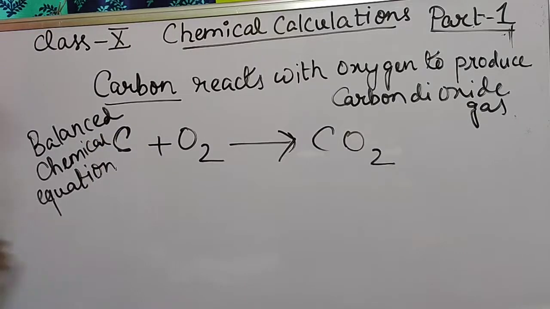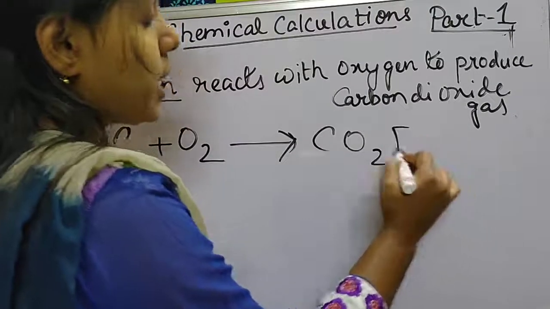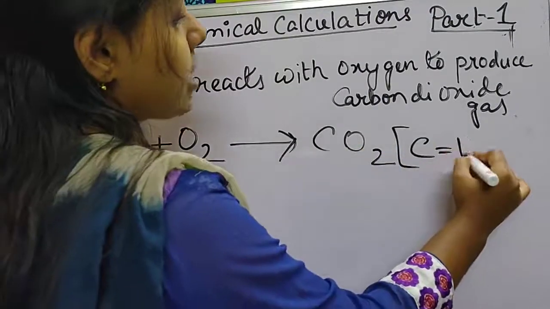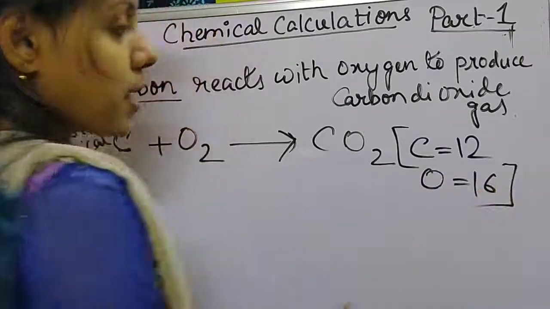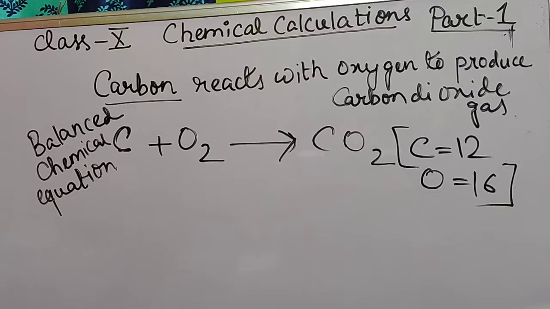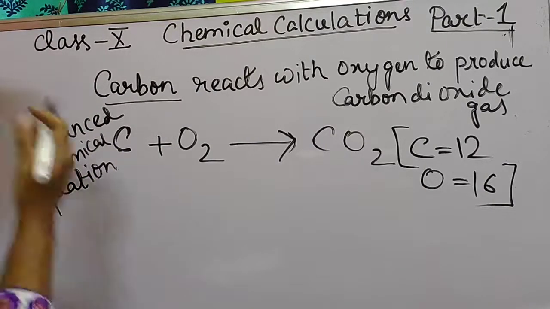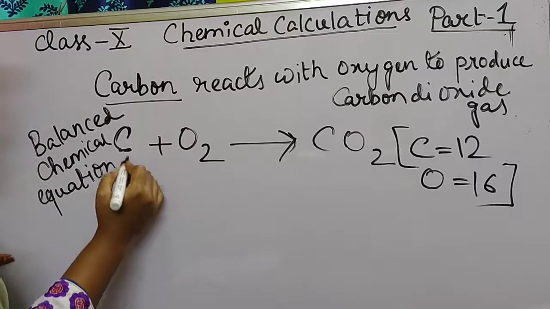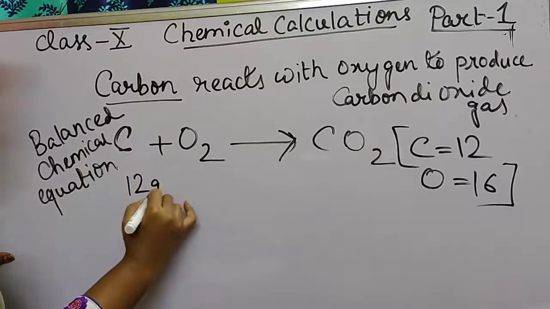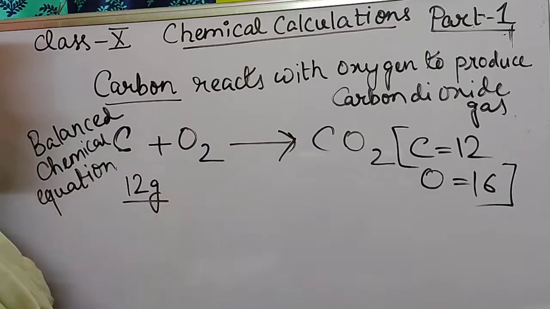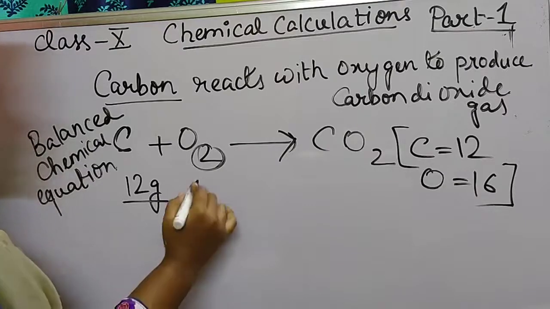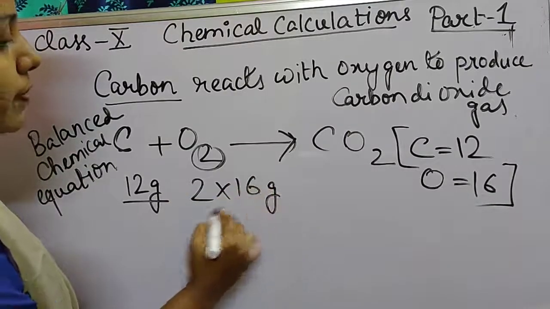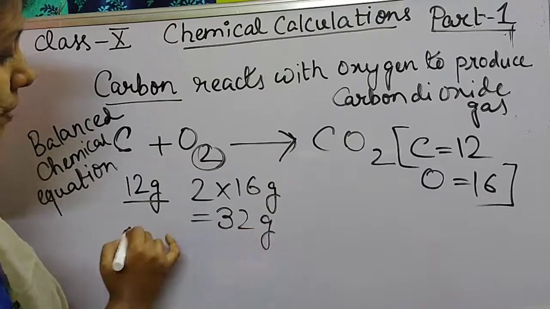So here one atom of carbon is there. Before this, you have to know their atomic masses. Atomic mass of carbon is 12 and atomic mass of oxygen is 16. So here only one atom of carbon is there, so 12 gram of carbon is present. And how many atoms of oxygen are here? 2 atoms. For one atom the mass of oxygen is 16, so for 2 atoms the mass of oxygen will be 2 into 16, that is 32 gram.